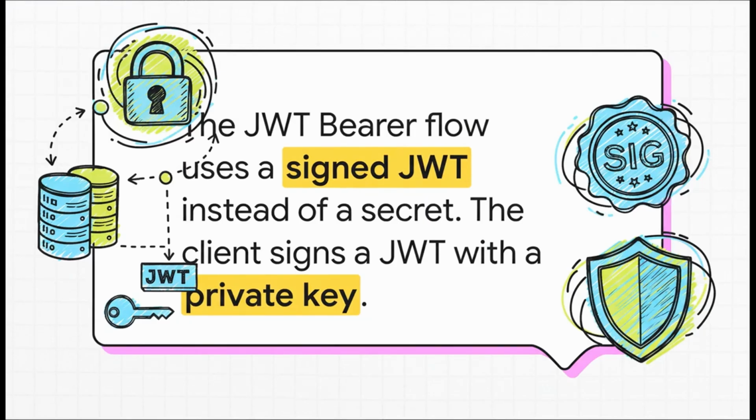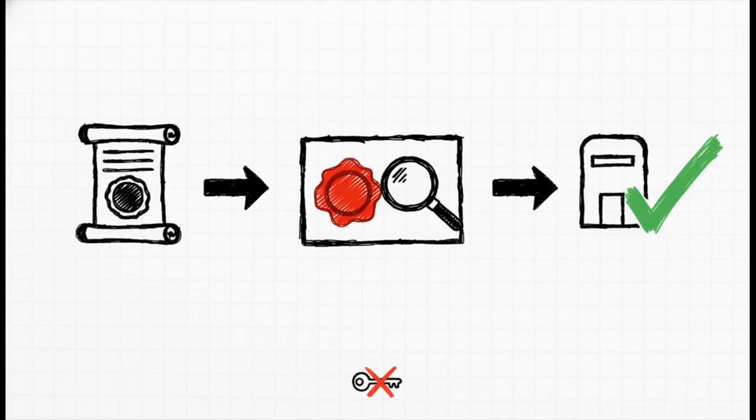But you know, there's actually an even more secure way for servers to talk to each other. It's called the JWT Bearer flow. And instead of using a static password that could be stolen, this one uses some clever cryptography. So think of this one like sending an official legal document that's been stamped with your company's unique, unforgeable wax seal. The person who receives it doesn't need to know a secret password.